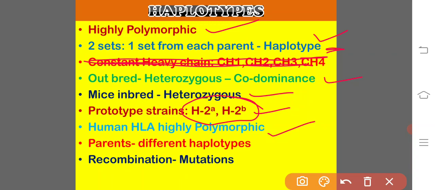When the father and mother have different haplotypes, there is a 1 in 4 chance that siblings will inherit the same maternal and paternal haplotypes and therefore be histocompatible with each other. None of the offspring will be histocompatible with the parents. As a result of recombination and other mechanisms for generating mutations, it is rare for any two unrelated individuals to have an identical set of HLA genes. This is all about the haplotypes.